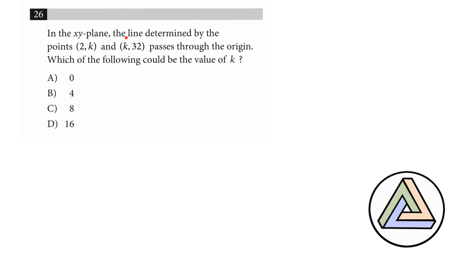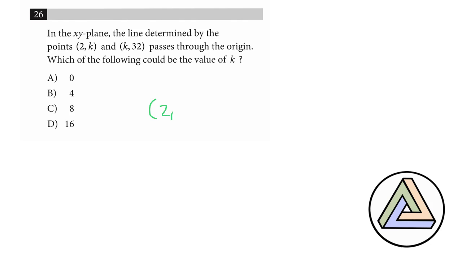In the xy plane, the line determined by the points 2, k and k, 32 pass through the origin. Which of the following could be the value of k? Okay, so we have, really, in a way, the fact that they say that this line goes through not only these points but also the origin. That basically means that this line goes through 3 points.